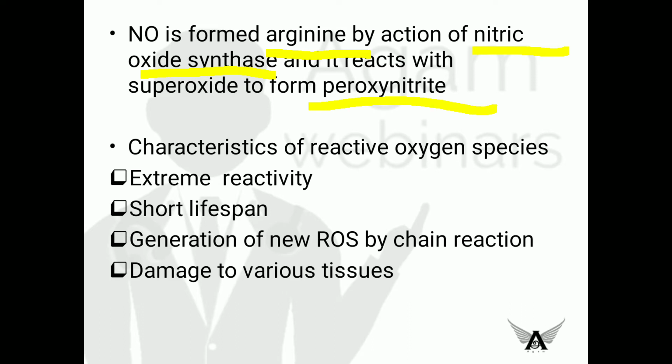This continues so on. See, if you remember, the first formed product is superoxide anion, which will give rise to formation of other free radicals like hydrogen peroxide, hydroxyl radical, singlet oxygen. Okay, this is the chain reaction. From one reaction, the products go on multiplying and form all other free radicals. Next, these free radicals cause damage to various tissues in our body. These 4 are very important properties.